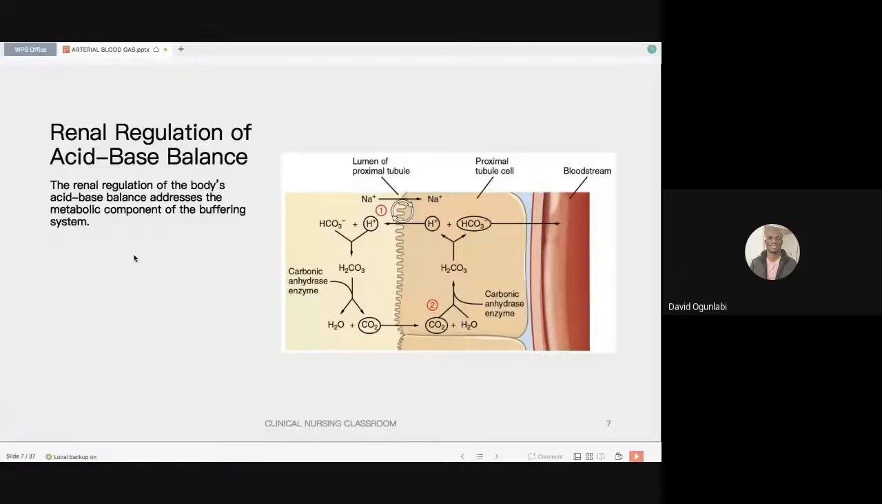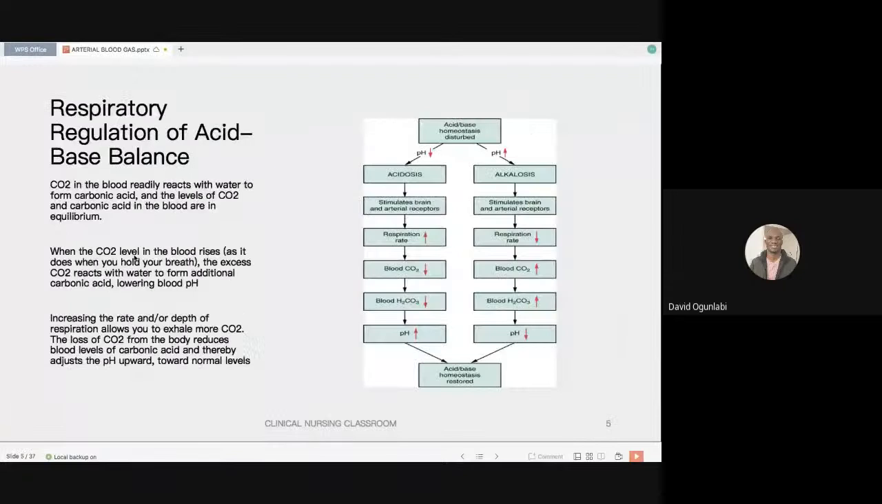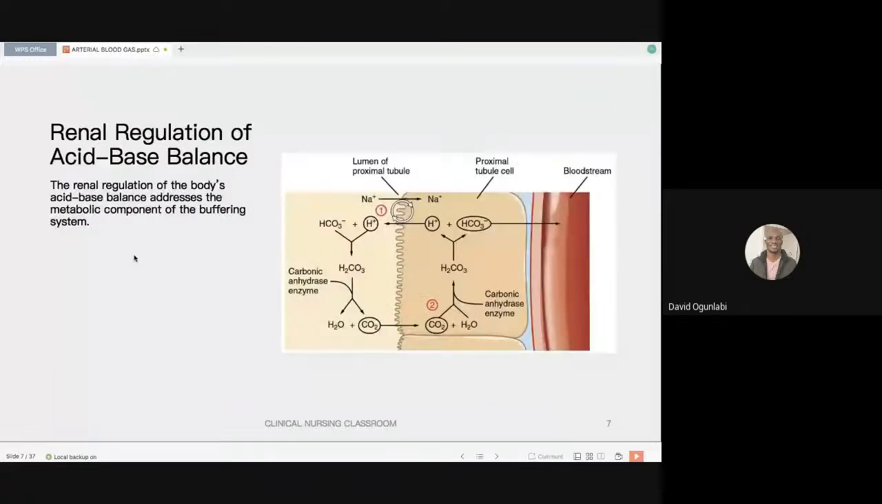If we discover that there is acidosis, that is, the level of CO2 is very high in the body, the renal system will come in to try to compensate for that excess. Please listen attentively to what I'm saying. Let me say that again.